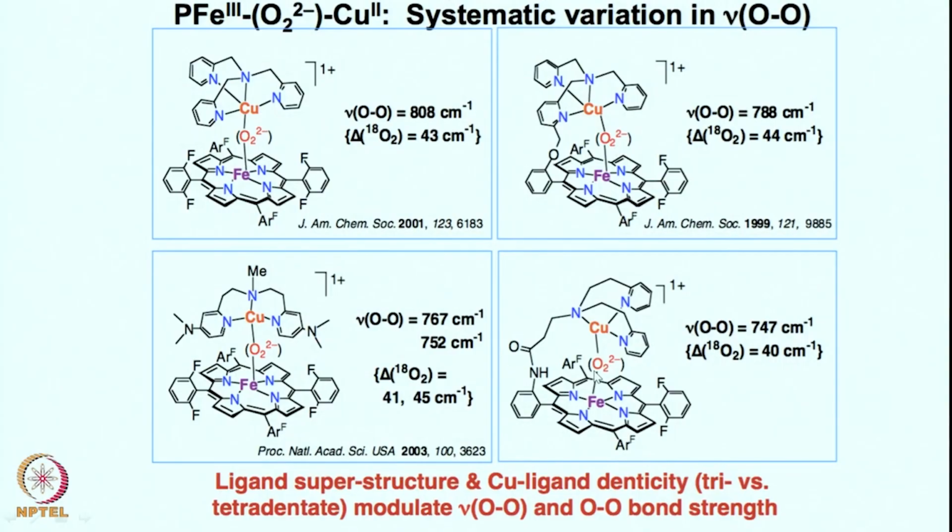stepwise reduction is happening. As you have seen in this case, first iron gives one electron, then copper gives another electron, right. So, ligand superstructure and copper ligand denticity, tridentate versus tetradentate, modulate the oxygen frequency as well as their bond strength, right. That is very simple. I would say these can be followed by resonance Raman and UV visible, in some cases XAS and other spectroscopic techniques. These are all done at very low temperature, so that these species have some lifetime, or it can be followed a little bit better. Okay.